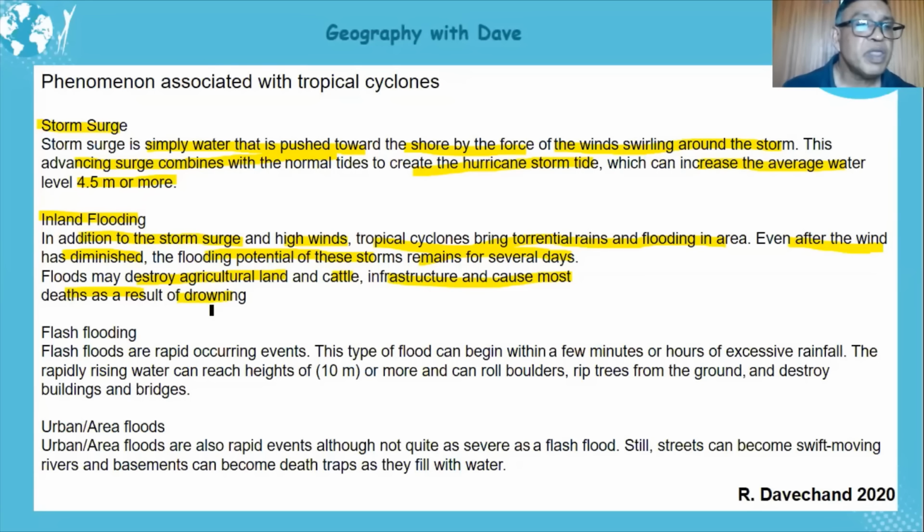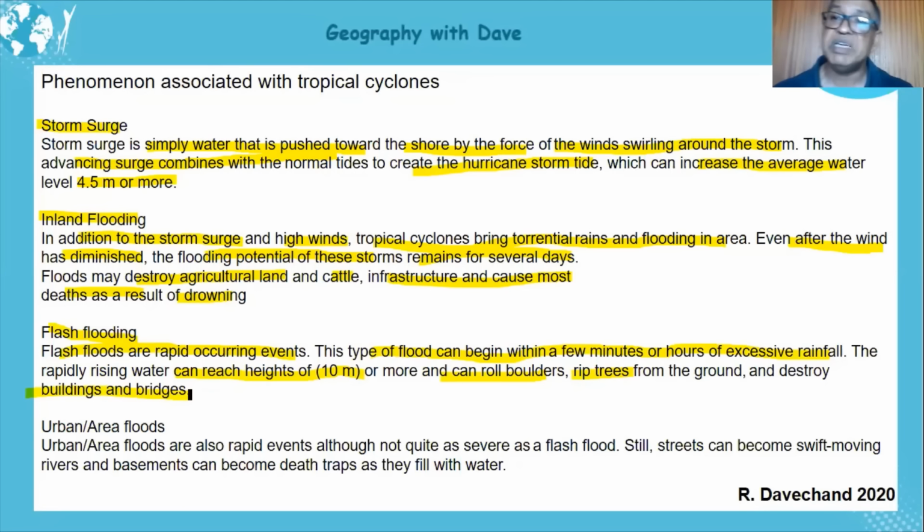All right. Then we talk about flash flooding. Flash floods are rapid occurring events. This type of flood can begin within a few minutes or hours of excessive rainfall. It just comes in. Okay. The rapidly rising water can reach heights of 10 meters or more and can even roll boulders, rip trees from the ground, destroy buildings and bridges. All these things get damaged.